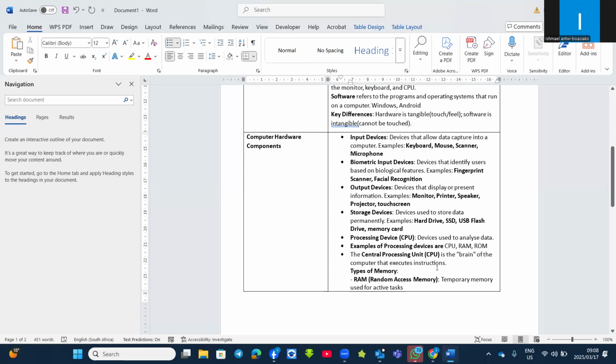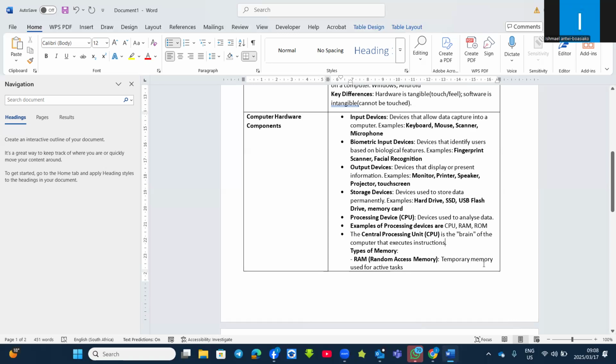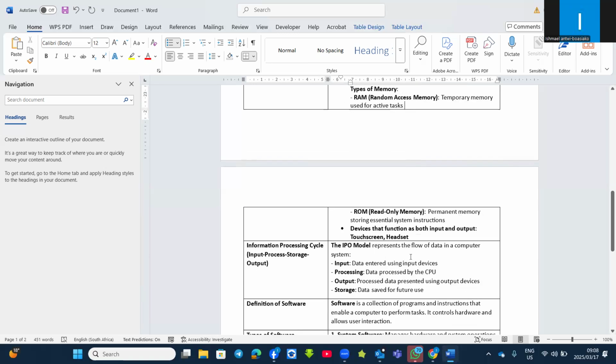It's the one that makes the computer function at a faster speed. And then we have the RAM, which is the temporary memory used for active tasks. And then we have read-only memory, which is permanent memory storing essential systems.